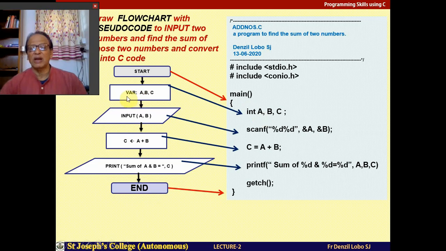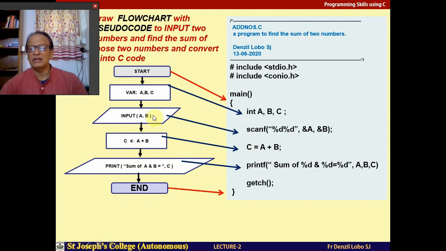As you see in the flowchart, it's variables a, b, c. Now instead of putting a variable, I say int a, b, c. That means a, b and c are integer type. Similarly, input: I want to input two numbers. Input is substituted by scanf in my C program, and it's %d, &a, &b. Now processing: you are finding the sum of a and b and assigning it to c. Here, for the sum of a and b, I use the assignment operator in C and write this statement.